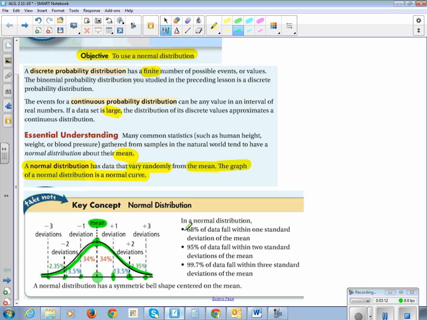So when you put that all together, 68% of the data fall within one standard deviation of the mean. That means one to the left and one to the right together give you 68%. 95% of data fall within two standard deviations. So if you go 13.5 plus 34 plus 34 plus 13.5, you get 95%. And then 99.7% of the data fall within 3 standard deviations of the mean.